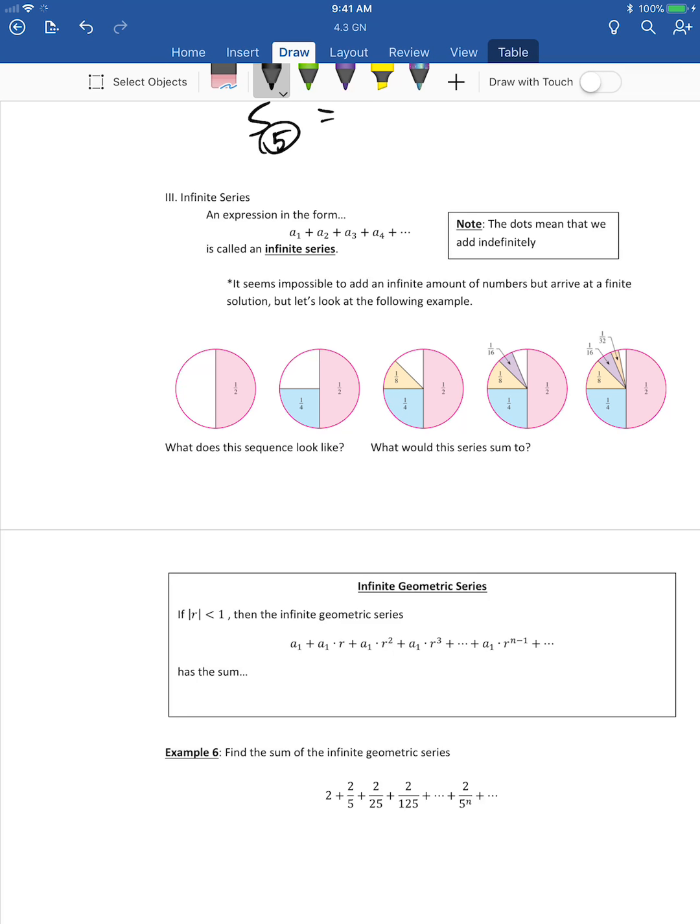I can keep cutting my one full circle in half. So half, 4th, 8th, 16th, 1 over 32. In this case, this is a geometric sequence. I'm multiplying each term by a common ratio of 1/2.